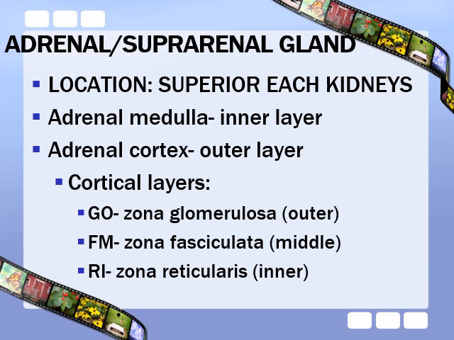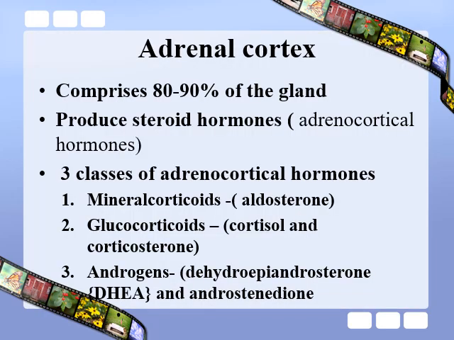Ano po yung GOFMRI? Class, palatandaan nyo yan. Palatandaan lang yan. So G glomerulosa, O outer, fasciculata, M middle, R is reticularis, I inner. So the adrenal cortex comprises 80 to 90% of the gland. So it produces the steroid hormones.